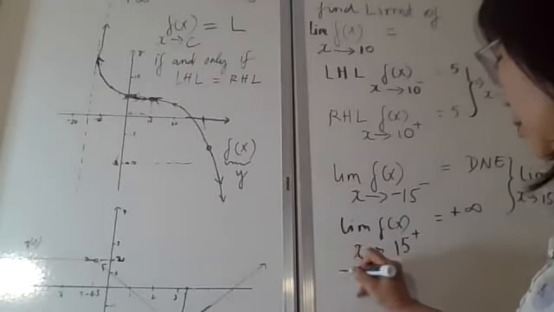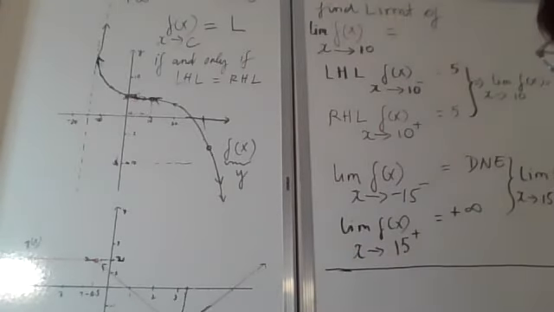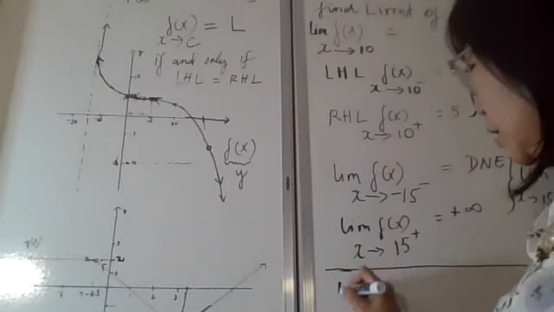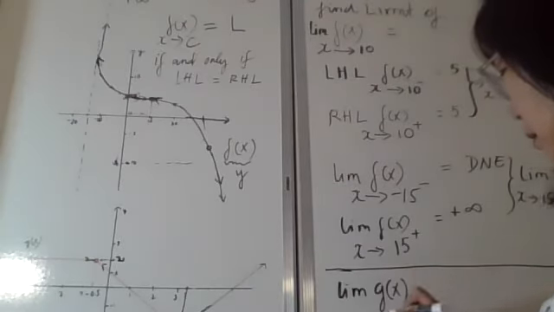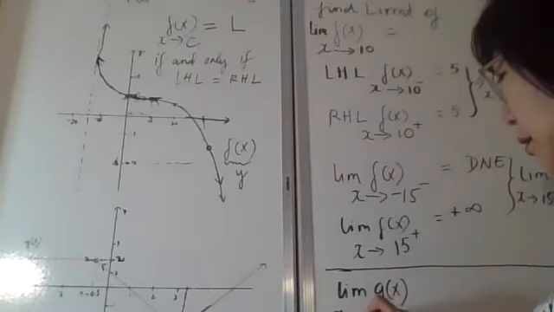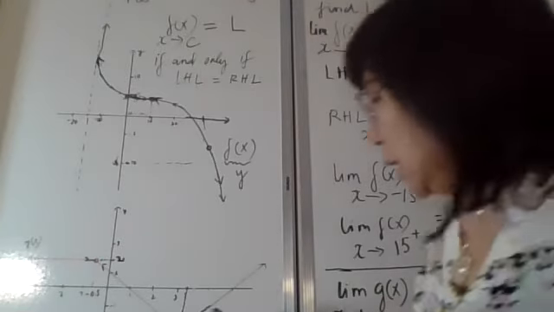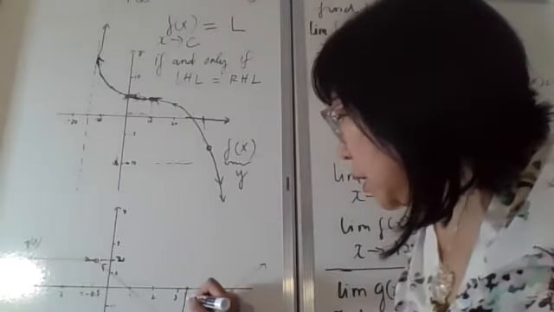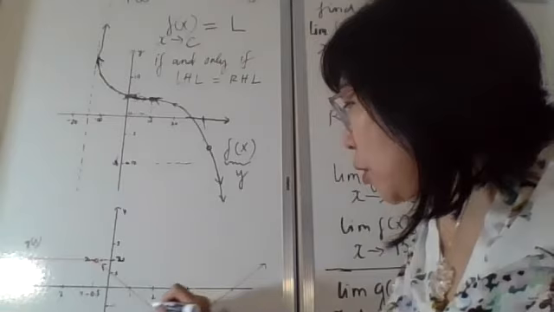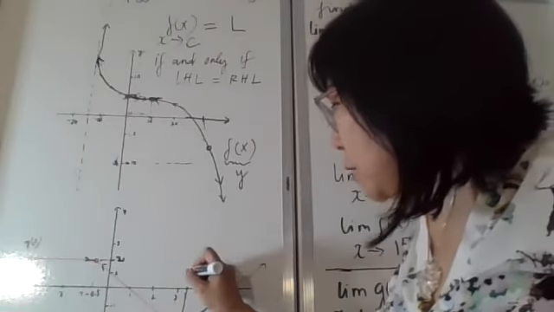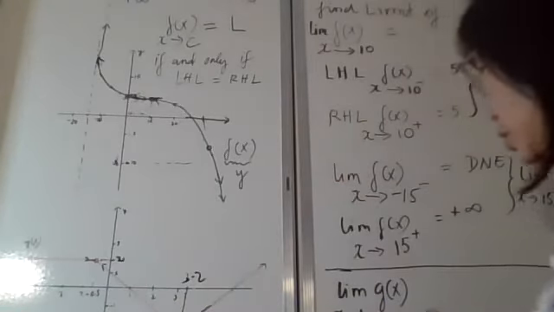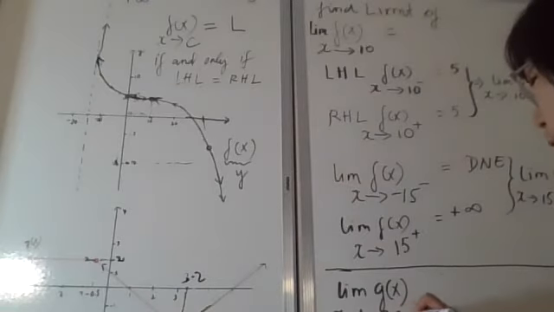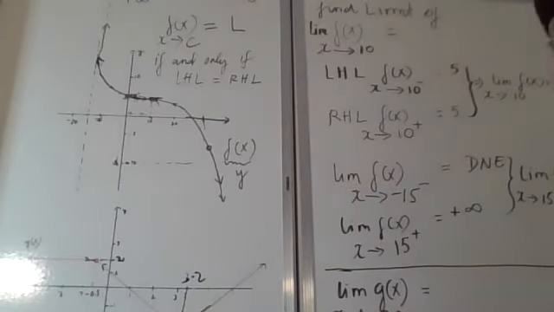Okay, so let's say I ask you about the second graph, and I call this function g of x. So what is the limit of g of x when x approaches this point right here? This point is about 3.2, right? The x is about 3.2. So when x approaches 3.2, what is the limit of g of x?